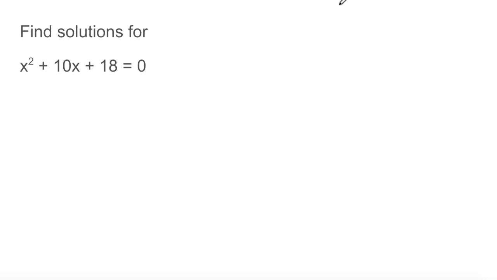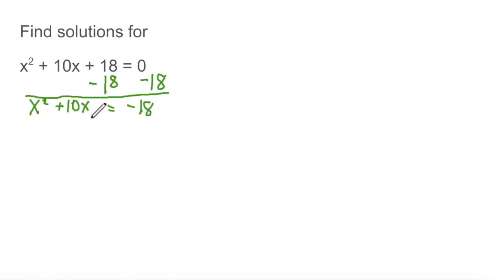Here we have to find solutions for this equation, or solve this equation. So again, the first step here is let's move this 18 over to the right. We have a positive 18 right now. We're going to subtract 18 to get rid of it, so minus 18 on both sides of the equal sign. And we'll rewrite our equation like this: x squared plus 10x equals negative 18.